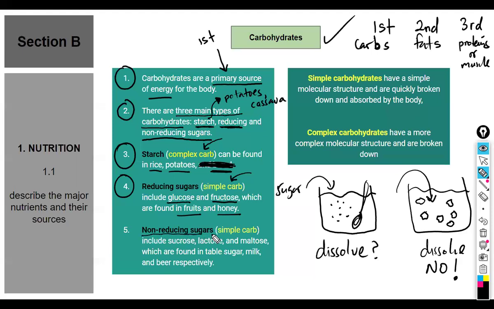A non-reducing sugar is another example of a simple carbohydrate. Some examples of non-reducing sugars are sucrose, lactose, and maltose, which can be found in table sugar, that's the sugar in your kitchen, in milk, and in beer, respectively. By the way, the sugar that's found in your kitchen is called sucrose. That's the scientific name for the sugar found in your kitchen, and that's an example of a non-reducing sugar.